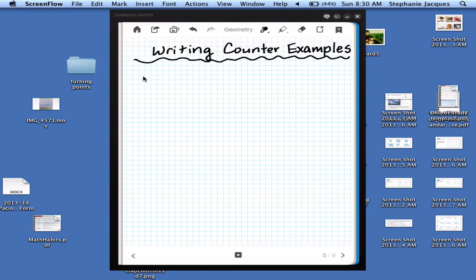Let's continue the lesson with learning how to write counterexamples. We've spoken about this a little bit last year and a little bit this year. First of all, write down your title, Writing Counterexamples. Basically, counterexamples are just proving a statement wrong, so showing some instance in which that statement is incorrect or false. I'm going to put proving incorrect or false.